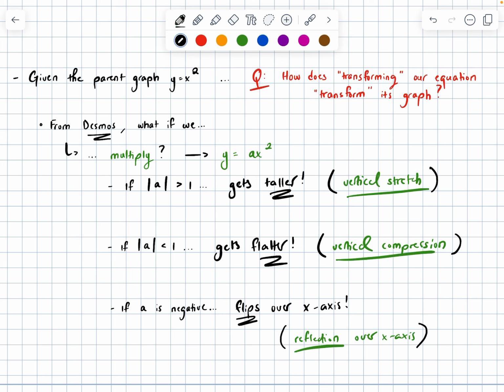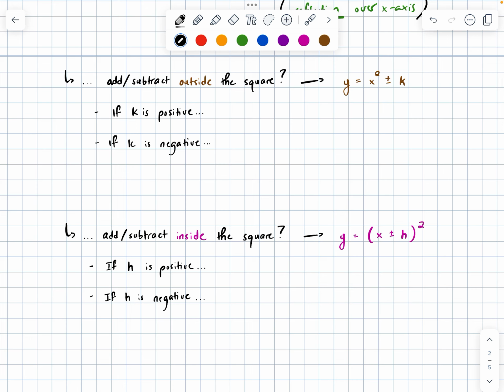Cool. After multiplication, we said, well, what happens if instead of multiplying, I add or subtract? And we saw there were two different places where we could do that addition or subtraction, either outside of the square or inside of the square. If I add or subtract outside of the square, if I'm adding something, in other words, the value being added to it, which we called here just some constant k, was a positive number, we saw here that the graph of our parabola was moved upwards by that value k. If that k was negative, though, in other words, if we subtracted outside of our square, here the parabola was shifted downwards on our graph.